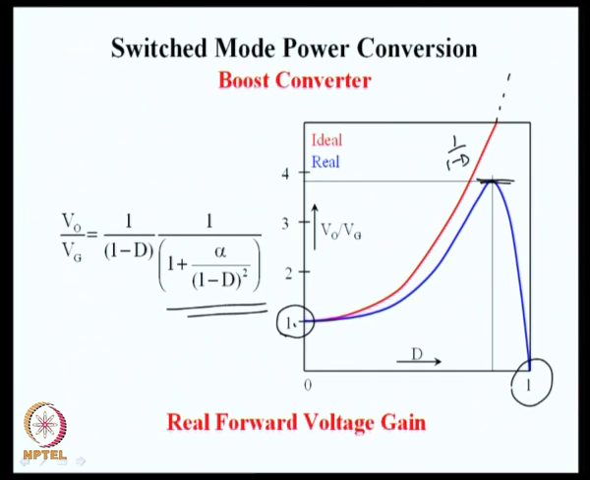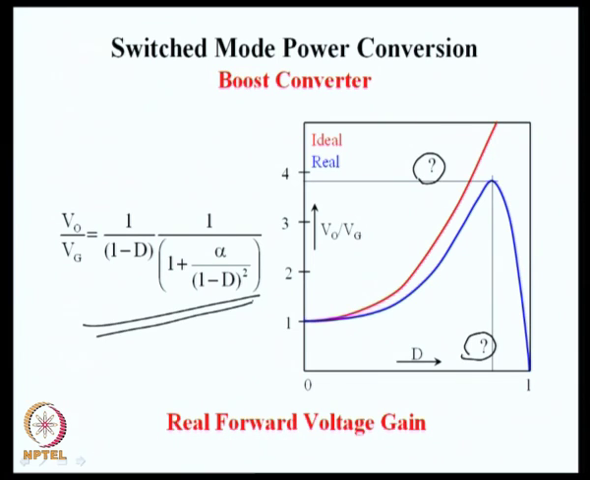What is this maximum that is reached? What is the value of that maximum? When is this reached at d? These are all something which we can find out. As I had shown, what is the duty ratio at which the maximum voltage gain is obtained, and what is that maximum gain, are the questions that can be found out by just analyzing this function.